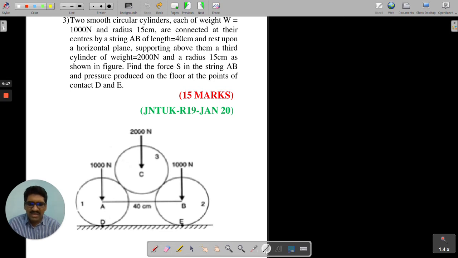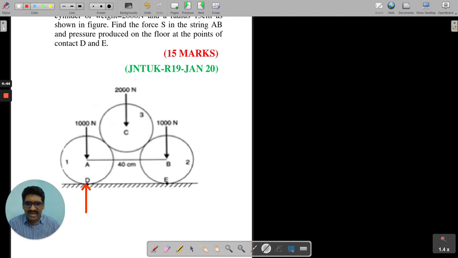First of all, I am taking the entire system as a single body. If you take this total system as only one single body, then what becomes the free body diagram? We have a reaction force here, that is nothing but Nd. At the same time, we have one more reaction, that is Ne. Wherever we have a contact, you will have a reaction force. Remember, I am not separating these bodies. I am taking these three bodies as only one single body.